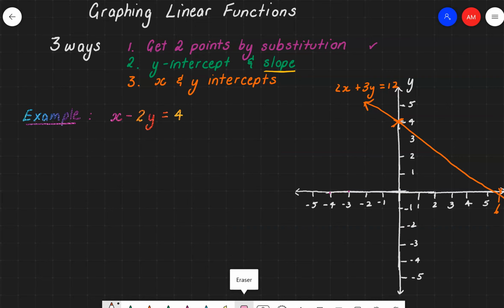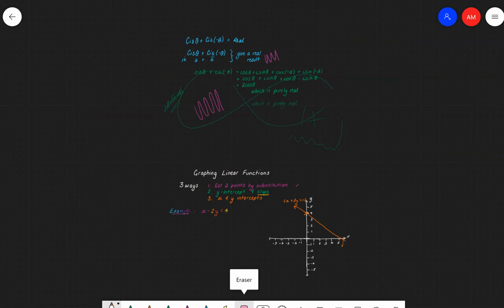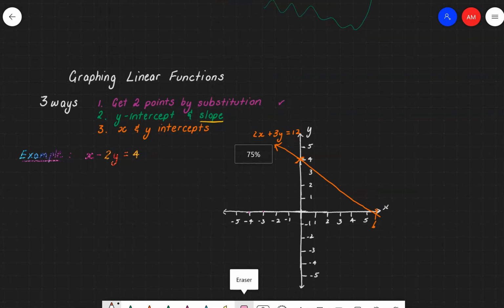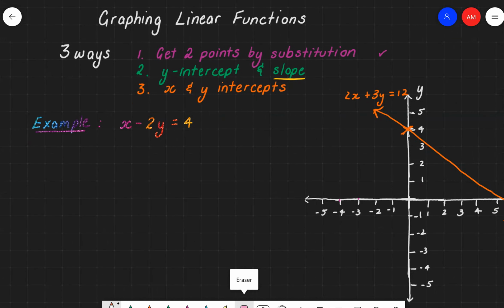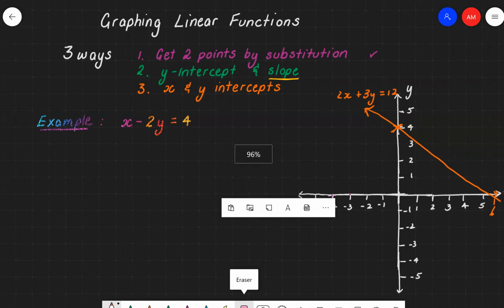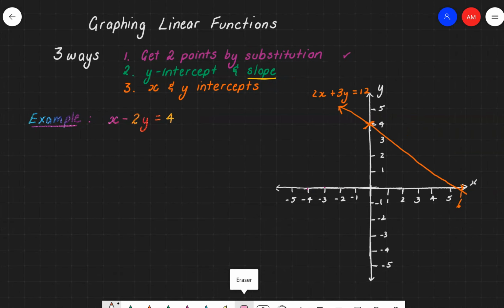Okay, so let's have another go at this one. Right, we've got x take 2y equals 4, so same deal. We will go y-intercept. Having fun with my colors. x equals 0. Okay, so now we make x 0, so we're now left with minus 2y equals 4.